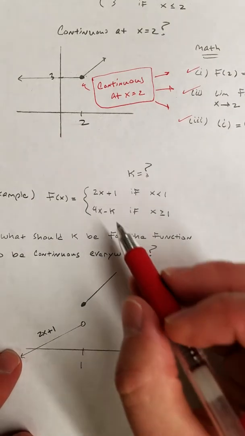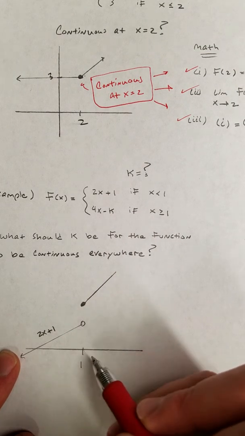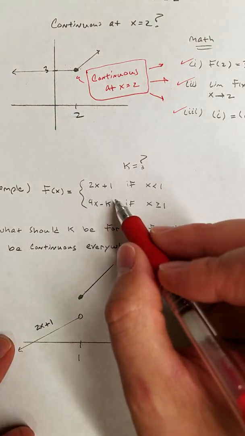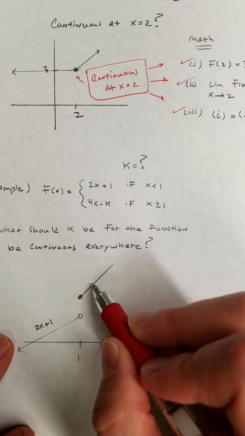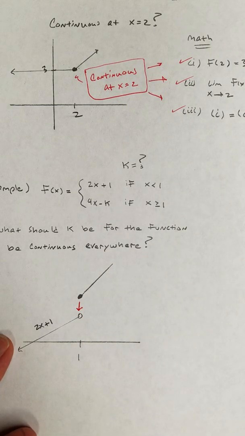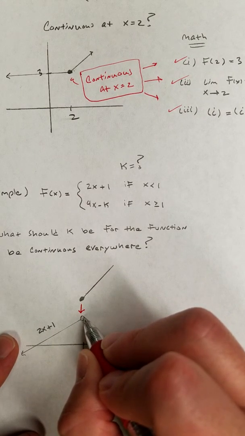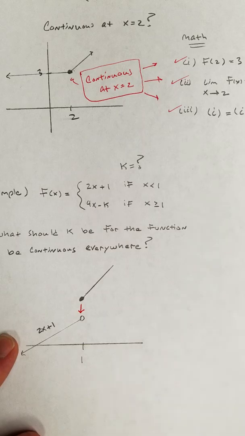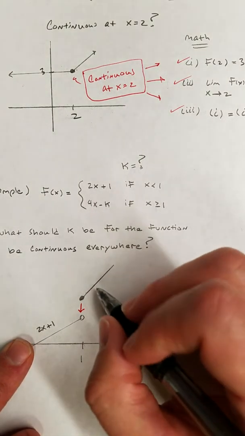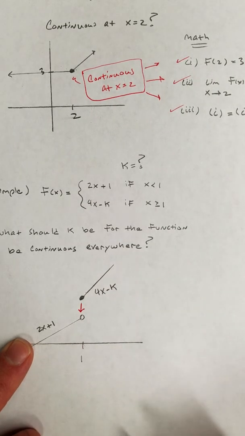Now maybe these two are disjoint. Maybe they don't meet in the middle at 1. Or maybe they do. I just need to fix the k so that this is down there. That's what I need. If this was right there, it would be continuous. 2x plus 1 would leave off at x equal to 1, right where 4x minus k picked up.